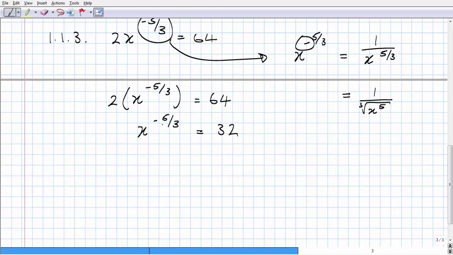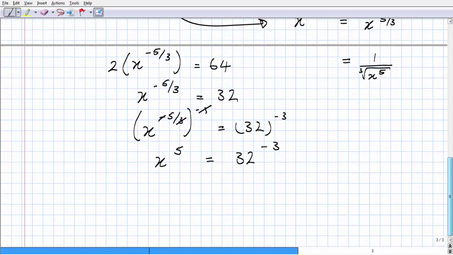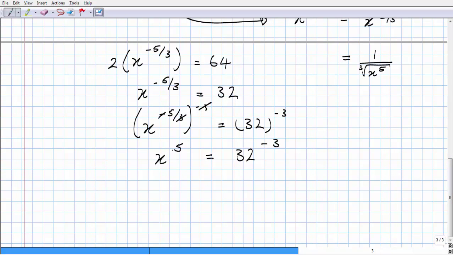Now what we've got to do is we say, okay, well, how do we get rid of this exponent? Well, the simplest thing is we make it everything to the power of 3, right? So we say, well, x to the power of minus 5 over 3. Now I'm going to make it to the power of negative 3 to get rid of that negative. Negative 3 is equal to 32 to the power of negative 3. That negative 3 then cancels with that and that negative. So now you have something which says x to the power of 5 equals 32 to the power of negative 3. And to get rid of that 5, we can take the fifth root.